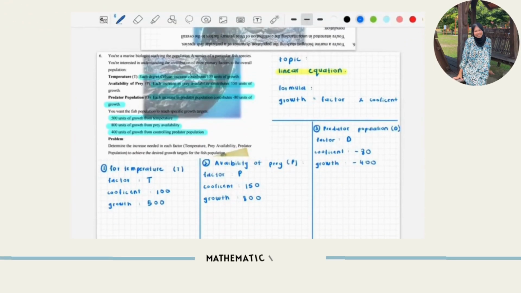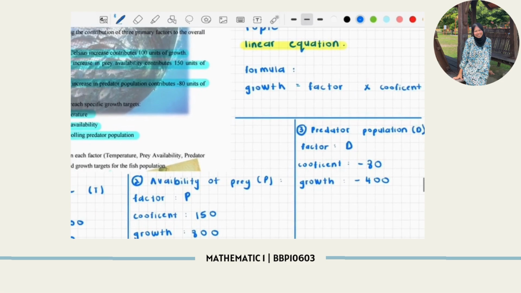Now let's go back to the questions. The questions here are to search for the increase needed in each factor, which is temperature, availability of prey, and predator population. So I have the formula here. The formula is growth equals factor multiplied by coefficient. The growth will mean the target.